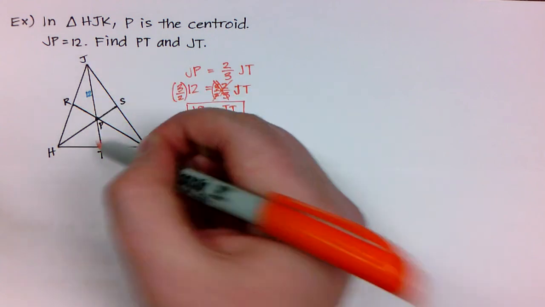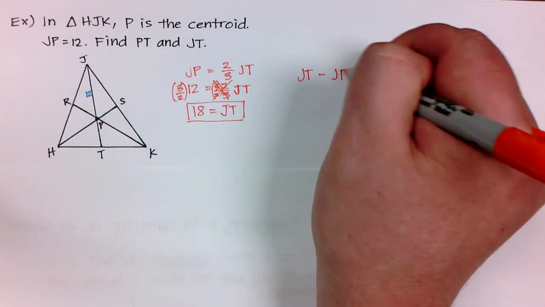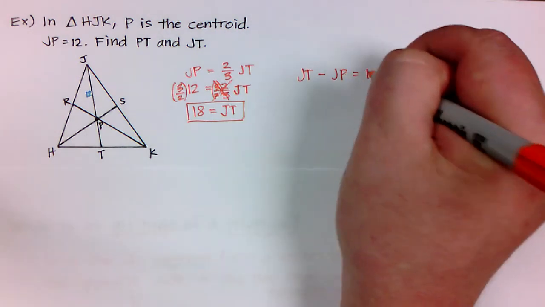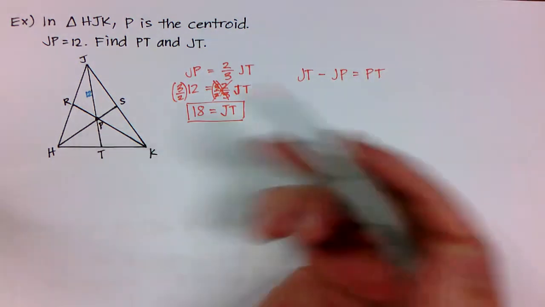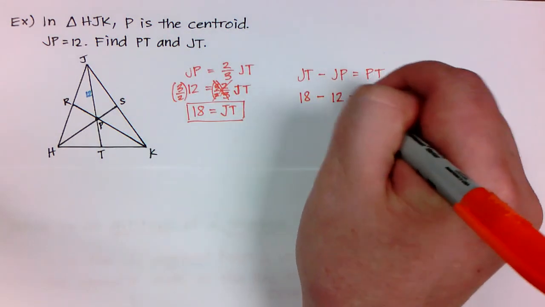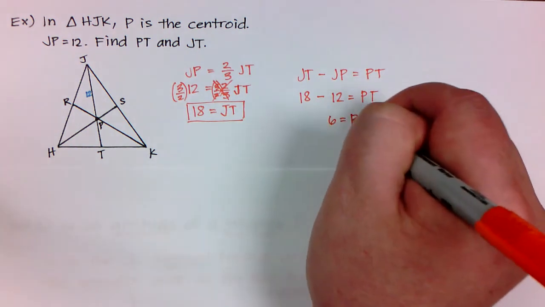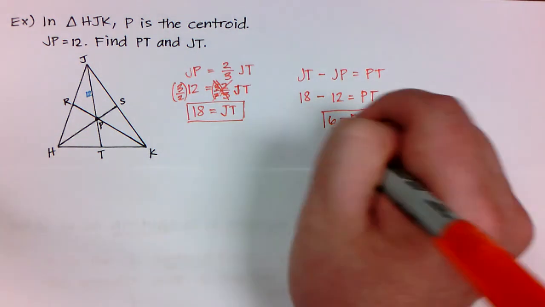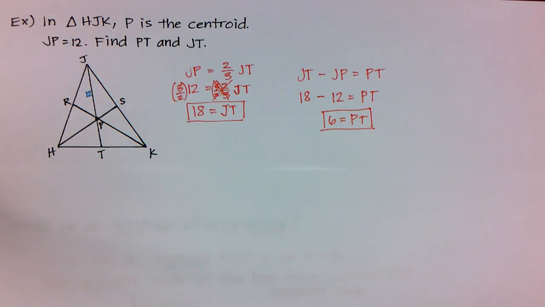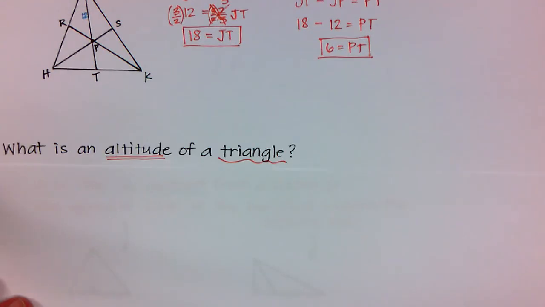So if I know the whole length, JT, and I want to subtract JP, that'll help me to find out that other little section from P to T. So JT was 18, JP is 12, which means that PT must be 6. And I'm done. So you'll probably do some examples like this when we get into class, okay? That's all that we're going to talk about for medians. Pretty straightforward. So now let's look at what is an altitude of a triangle.